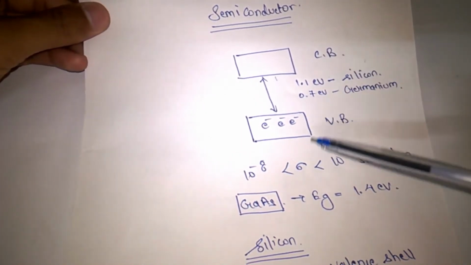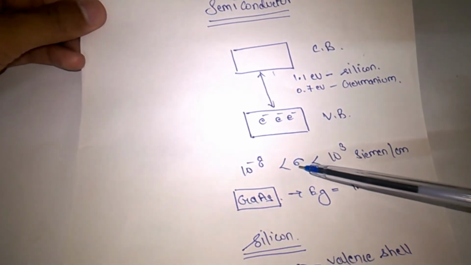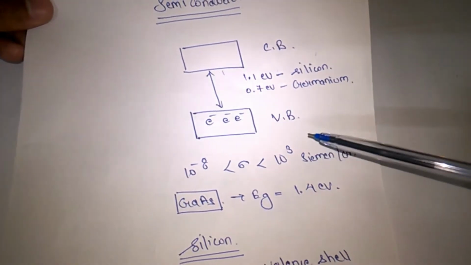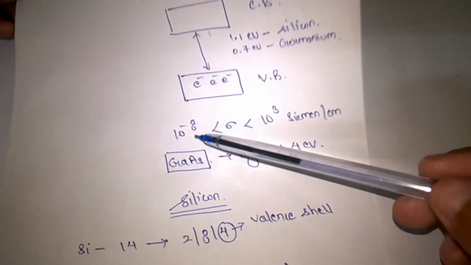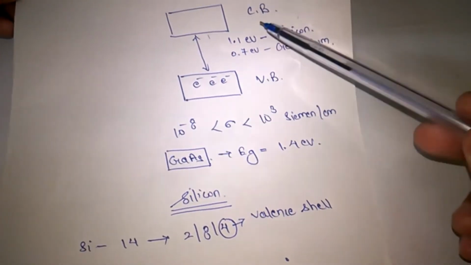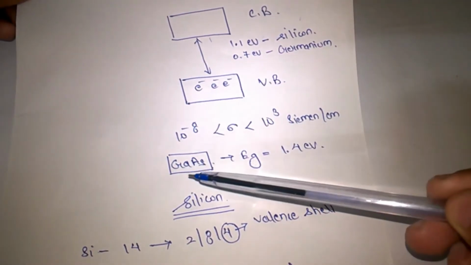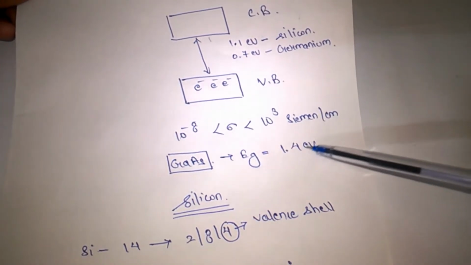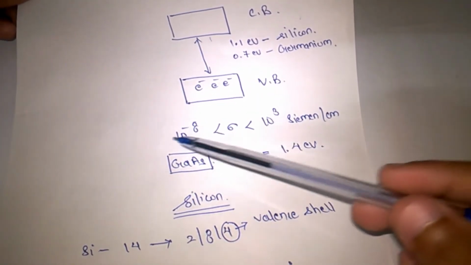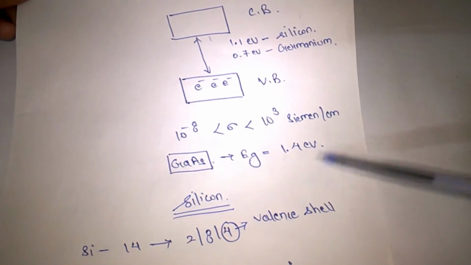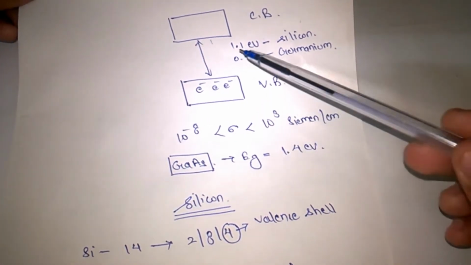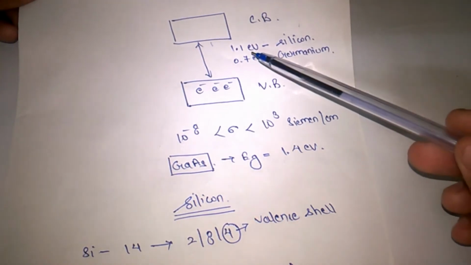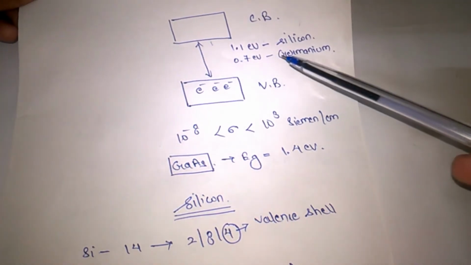We have also seen that the conductivity of a semiconductor lies between 10 to the power minus 8 to 10 to the power 3 per centimeter. I have also told you about another semiconductor substance instead of silicon and germanium, that is gallium arsenide. Gallium arsenide has an energy gap value of 1.4 electron volt. It has the largest energy gap value, while germanium has the least energy gap value, which is 0.7 electron volt.